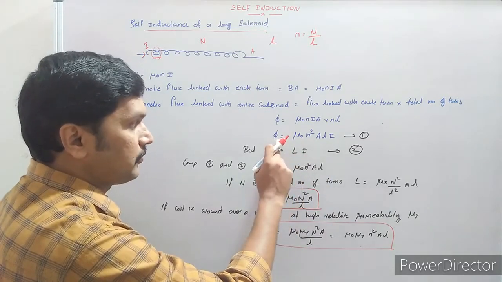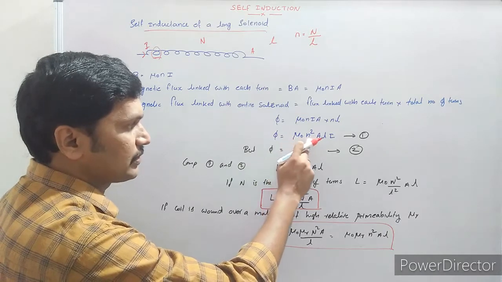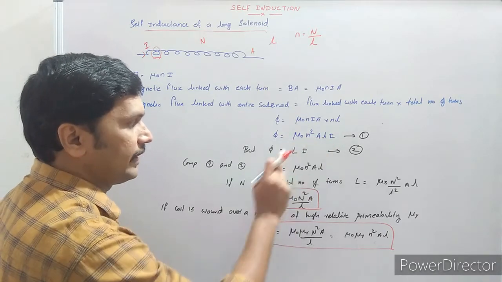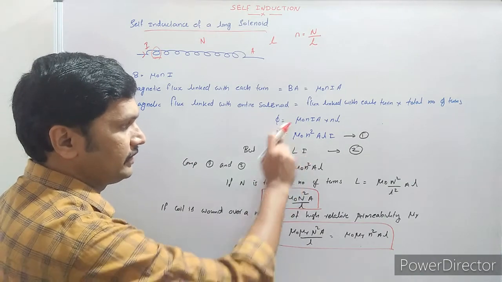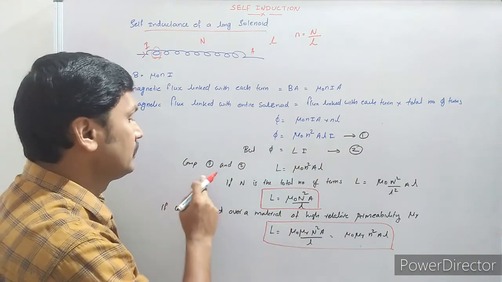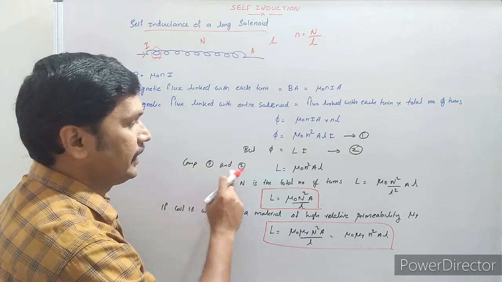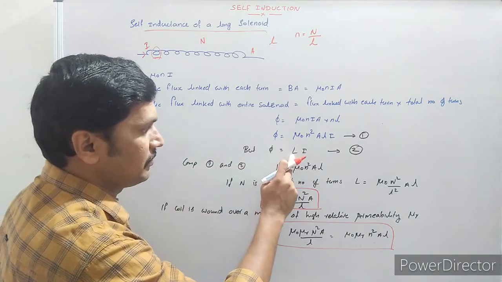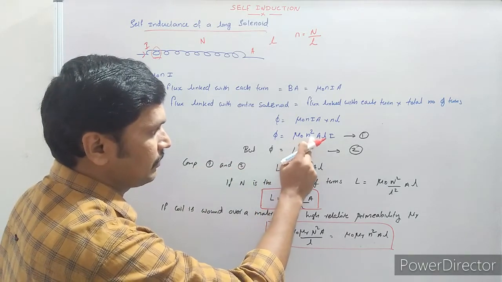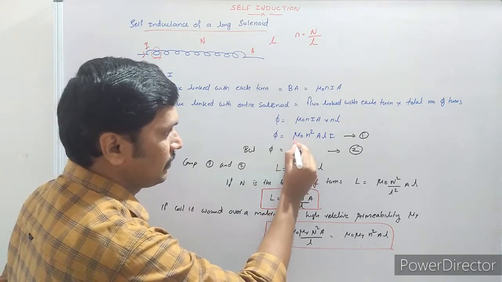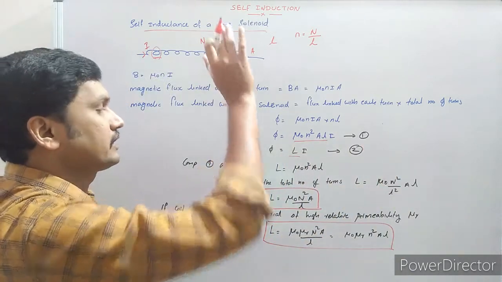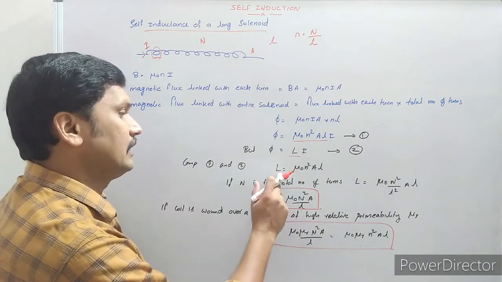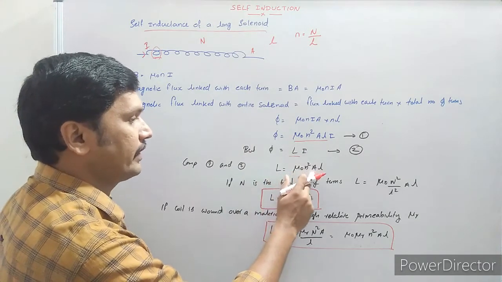From equation 1, flux is equal to mu 0 n square A l into i. From equation 2, flux is equal to L into i. Comparing equations 1 and 2, we can write L is equal to mu 0 n square A into l. So L is equal to mu 0 n square A l, and that's the self-inductance of this solenoid.